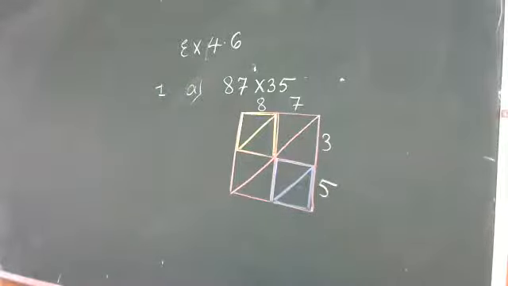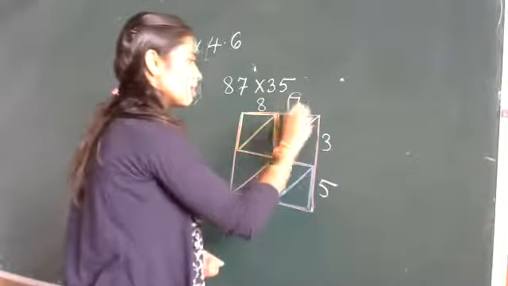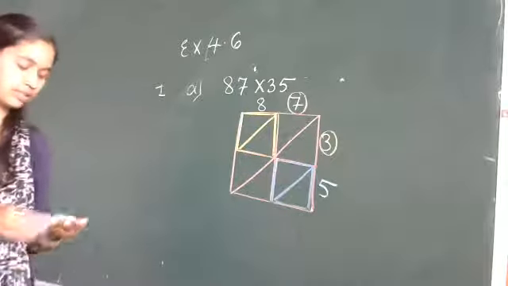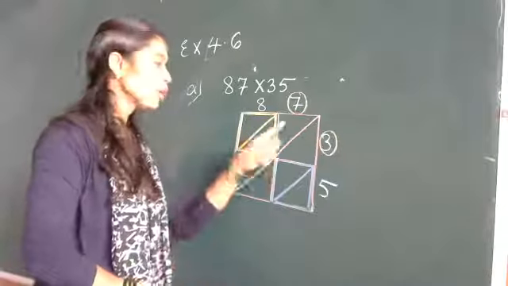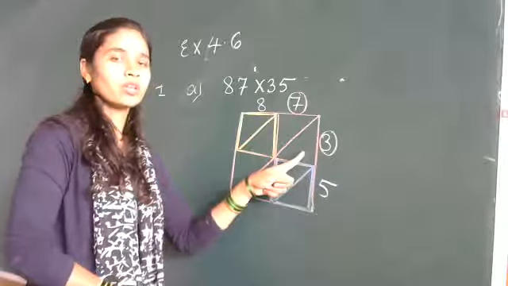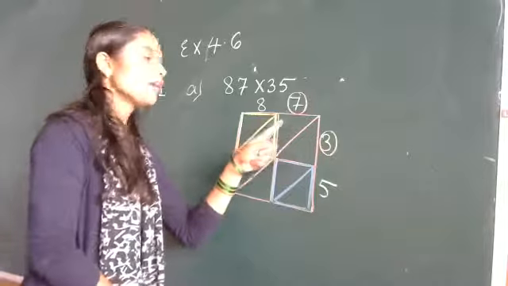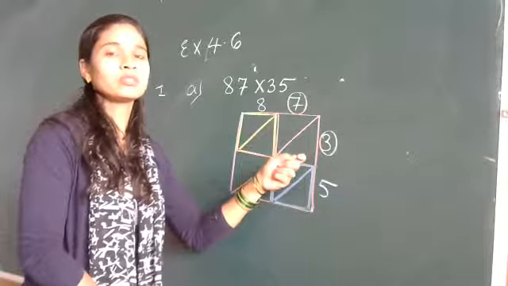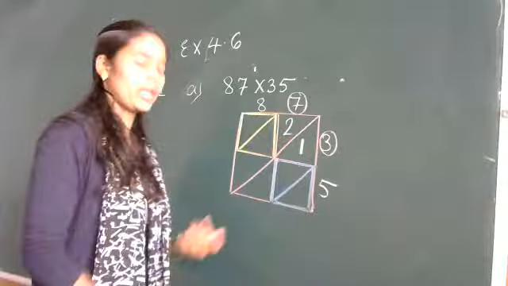Now just multiply. So multiply 7 and 3. How much? 21. Where should I write 2? Here or here? Up or down? Write 21 in your upper part. See, where you have to write the number 2? Here up should I write 2 or down? 21. So it is 21.